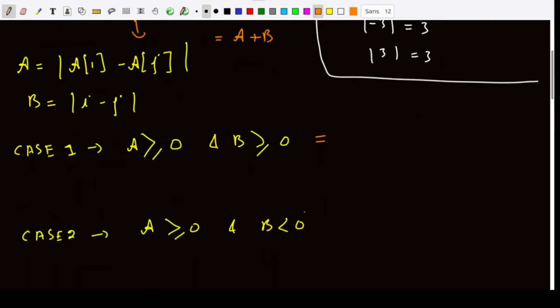Now if a is greater than or equal to 0, then a is a, and what is the value of b? b is also greater than 0, so b is b. Here if a is greater than or equal to 0, then a becomes a and b becomes minus b.